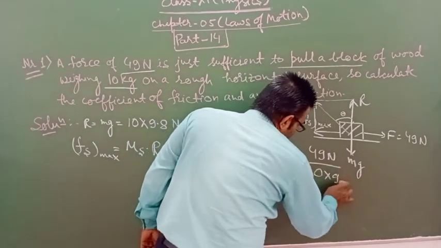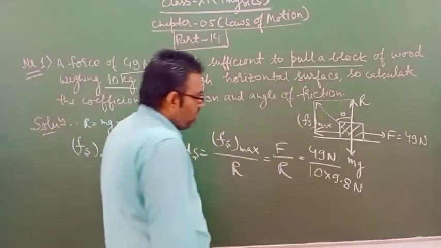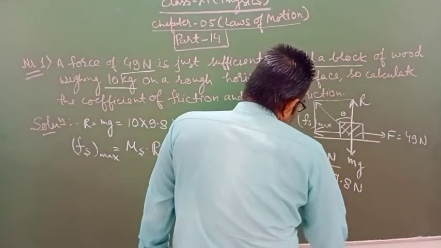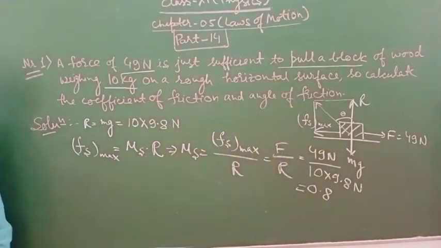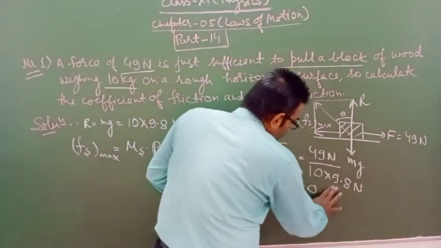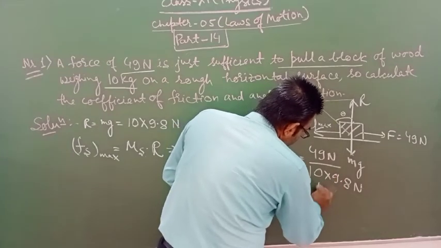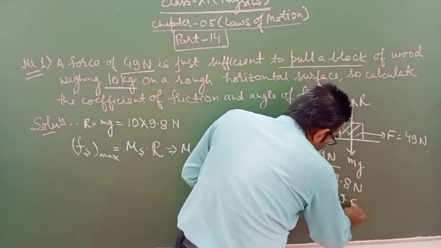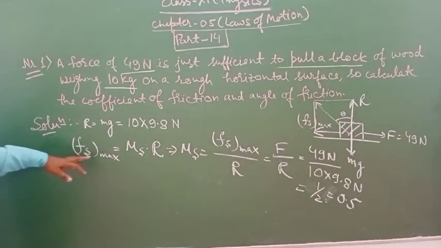So F is equal to 49 Newton upon normal reaction, 10 into 9.8 Newton. Clear, students? So it comes out to 49 upon 98, which is 1 upon 2. So it is equal to 0.5. So you have calculated μs is equal to 0.5.